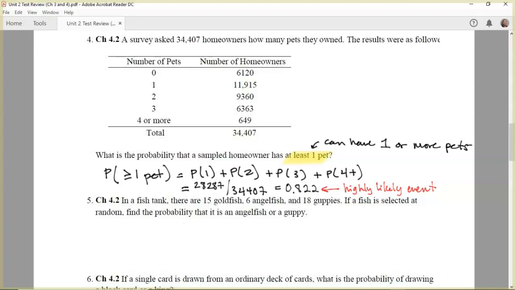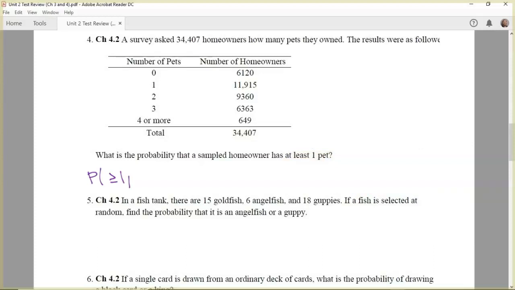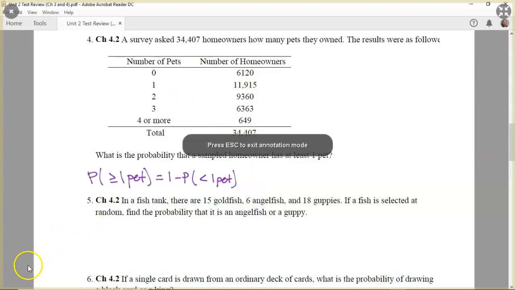Now, another way we can look at this is a complementary event. Instead of finding the probability that they have one or more pets directly, we can say 1 minus the probability that they have less than one pet, because that would be a complementary event. The probability a homeowner has one or more pets plus the probability the homeowner has less than one pet would be 100%, because you either have one or more pets or you have none.